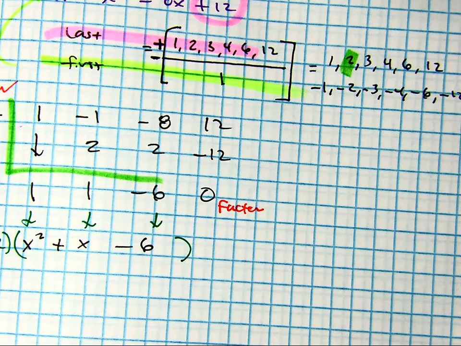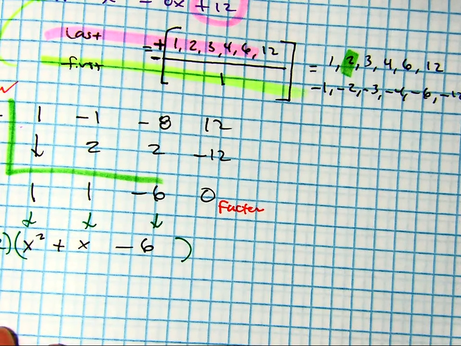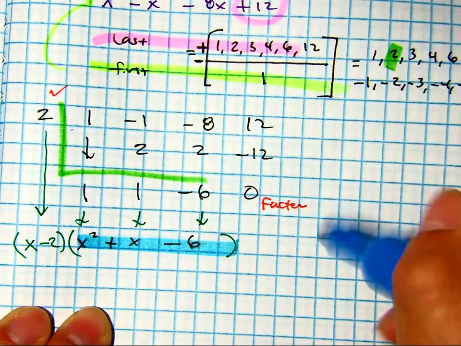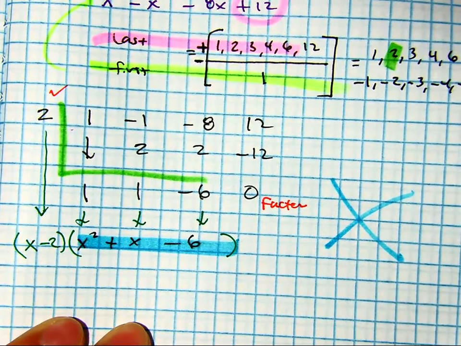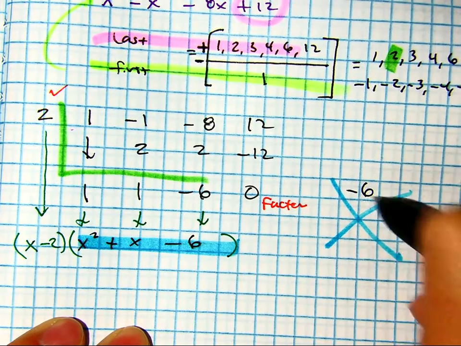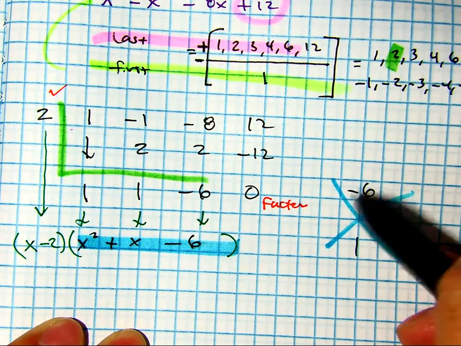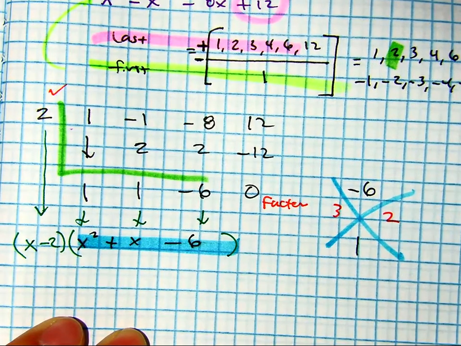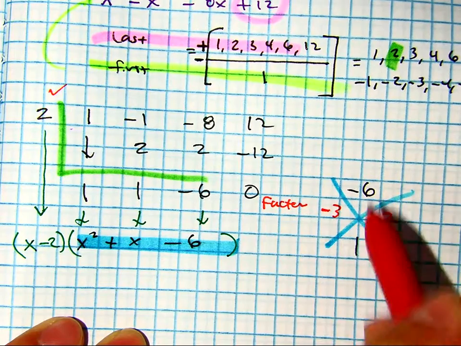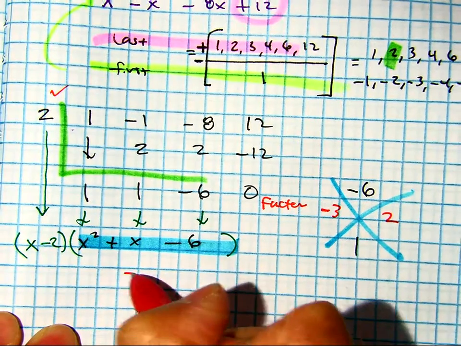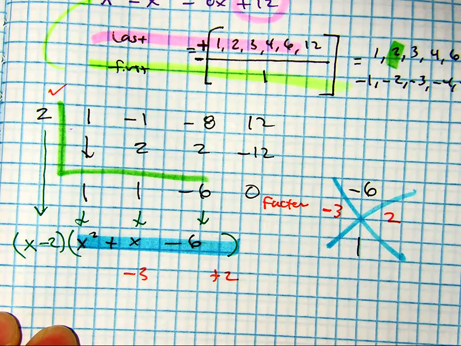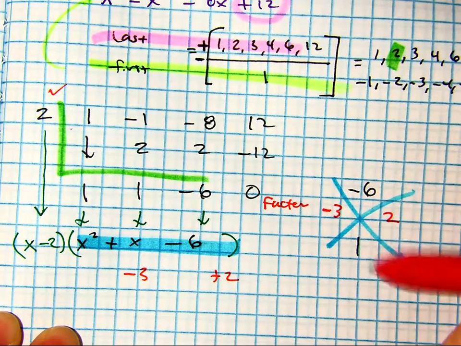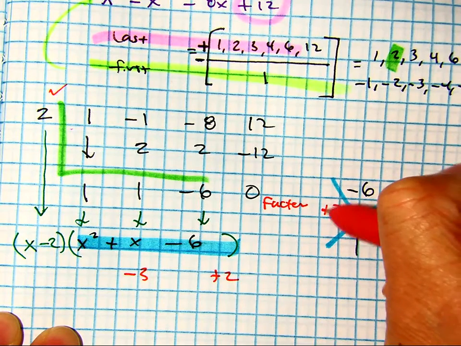Ruby, are we all done? What do we need to do next? Yes? Good. So those multiply to be negative 6, they add to be positive 1. Negative 6, that gives a negative 1. Let's try changing those.